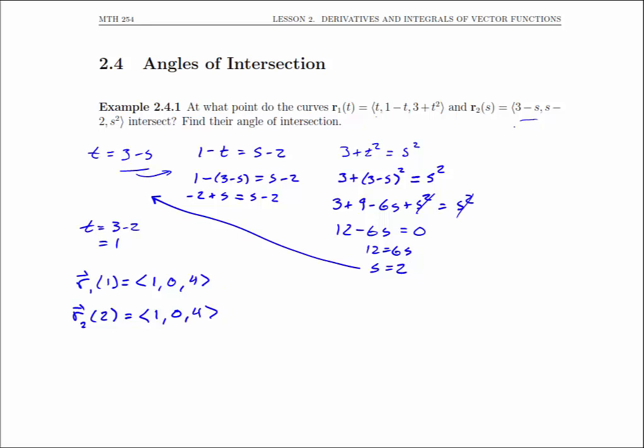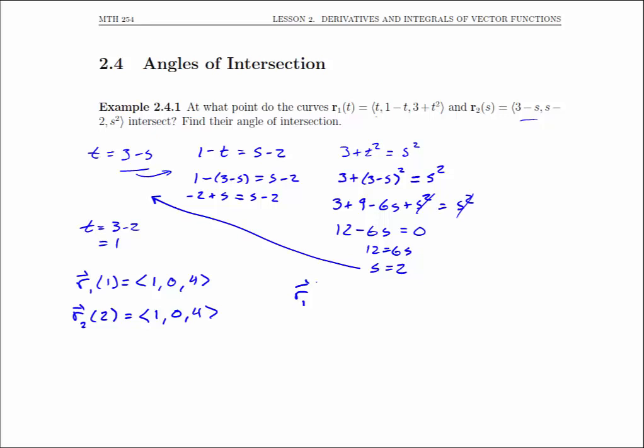Okay, so if these both go through the same point, we want to know what is the direction of each of the curves at these points, right? So I want to find their angle of intersection, but to know the angle of intersection, I need to know what is the direction of each curve at this point. So to get the direction, we need the derivatives.